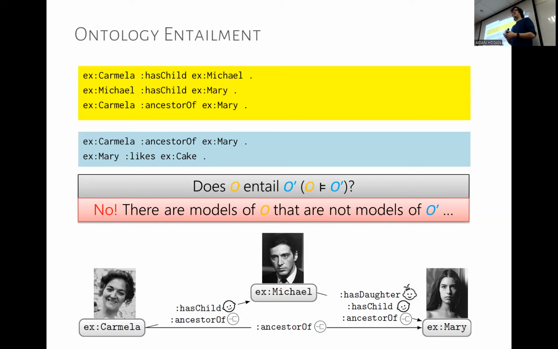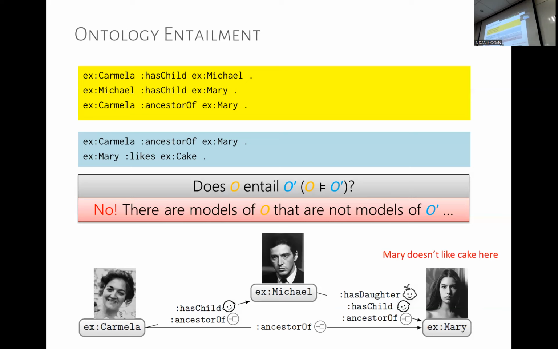It's not a model of this ontology here. This means that this ontology here is not a logical consequence of this. It means that this ontology adds something new that we've not seen before. What is the new thing? It adds that Mary likes cake. So this is an example in the other direction of when an entailment doesn't hold, because there are models of this ontology here that are not models of this ontology here.